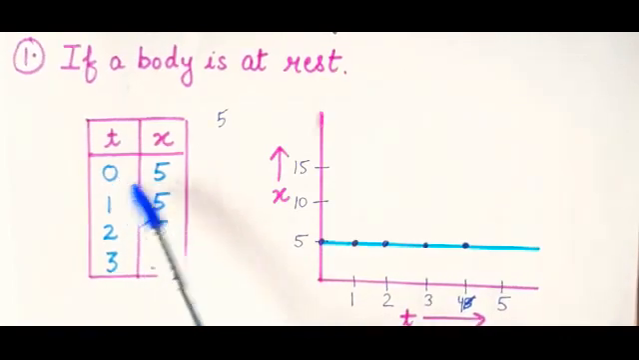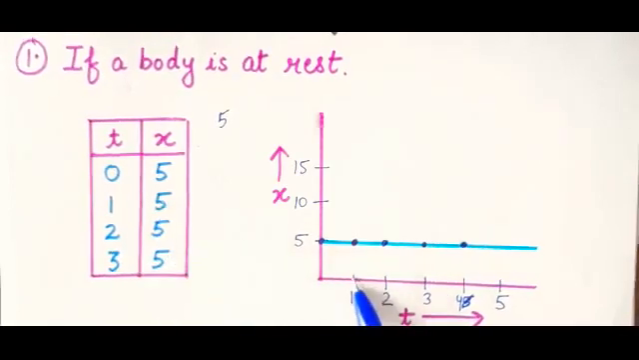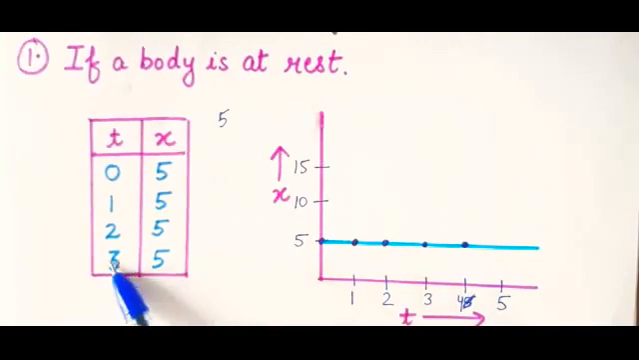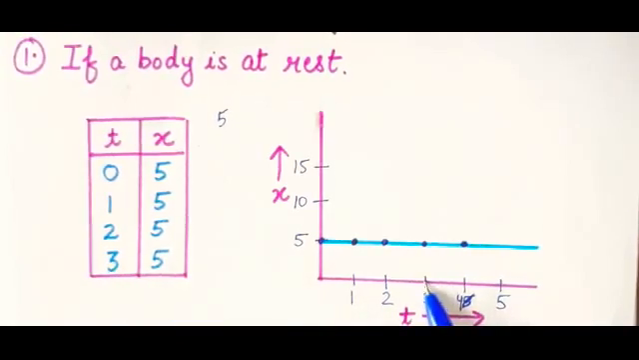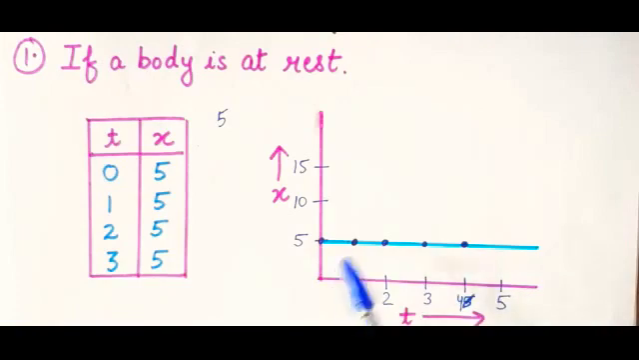Now when time is 0, distance is 5. When time is 1, distance is 5. When time is 2, distance is 5. When time is 3, distance is 5. After you have got these points, join them. After joining these points, you will obtain a straight line.